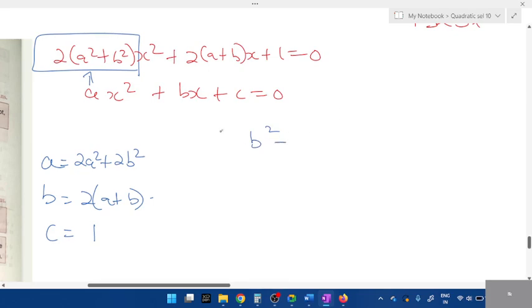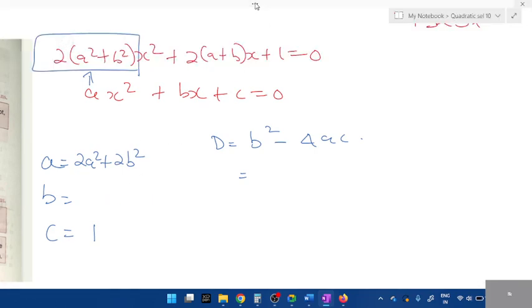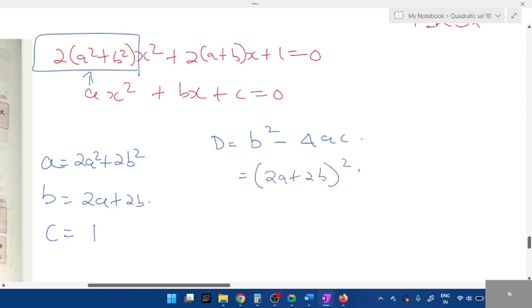And whenever imaginary is given, imaginary, just use the formula discriminant d is equal to b square minus 4ac. What is b square? Okay, this 2 into a plus b, open the bracket and 2a plus 2b. Let me write here 2a plus 2b the whole square minus 4 into 2a square plus 2b square multiplied by 1. Okay, apply a plus b the whole square here.